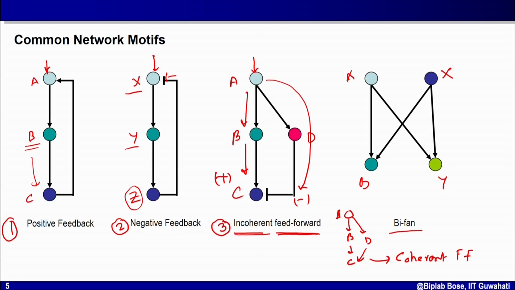So B and Y both are controlled by A and X. Depending upon the dynamics of A and X, B and Y expression will be controlled. What I have shown here are just a few examples of very recurrently occurring network motifs, which we may observe in the case of transcriptional networks, cell signaling networks, as well as metabolic networks.